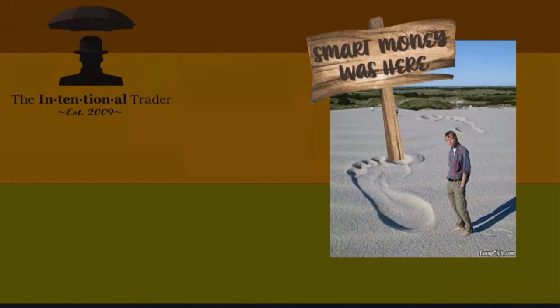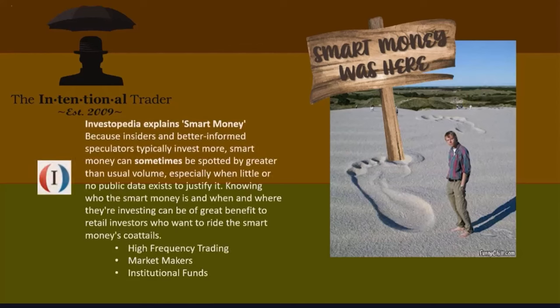So let's talk a bit about the smart money. Smart money, those are the people. Well, let's let Investopedia explain smart money. Insiders that are better informed typically invest more. Smart money can sometimes be spotted by greater than usual volume. If you've ever wondered why you watch volume, there's your reason. Especially when little or no public data exists to justify it.